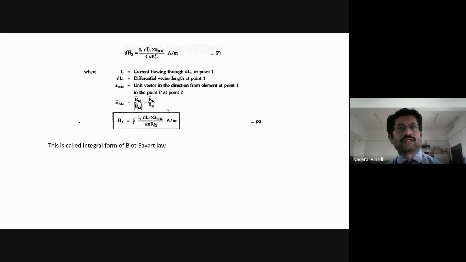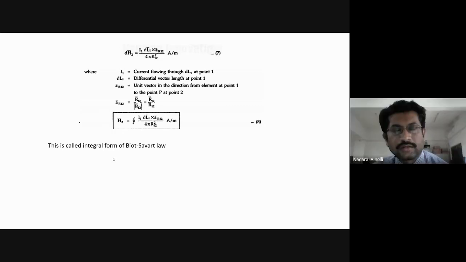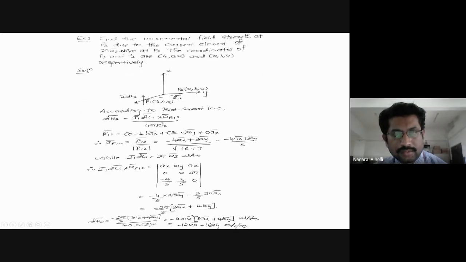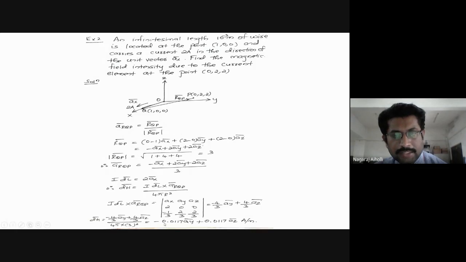Any difficulty, students, in solving? Sir, the answer is 0.117 aX bar minus aZ bar plus 0.0117 aY bar. Okay, let us check the answer. Minus 0.0117 aY bar plus 0.0117 aZ bar ampere per meter. You are getting this answer? Yes, sir. Minus 0.0117 aY bar, there is no X component, plus 0.0117 aZ bar ampere per meter.